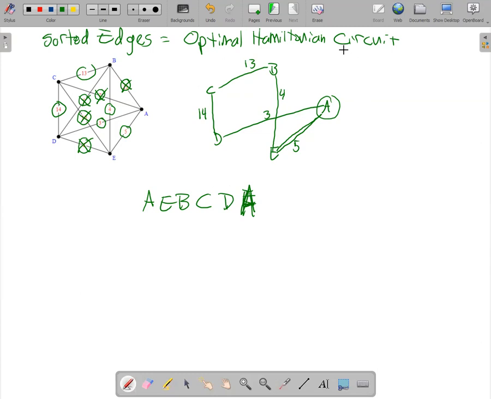Or I could state, depending on what the homework asked for, the total amount here. So my total, the cheapest possible Hamiltonian circuit, according to sorted edges, would be this sum here. So 7 and 7 is 14, and 5 is 19. So 39 would be the optimal cost here, the cheapest cost for a circuit.